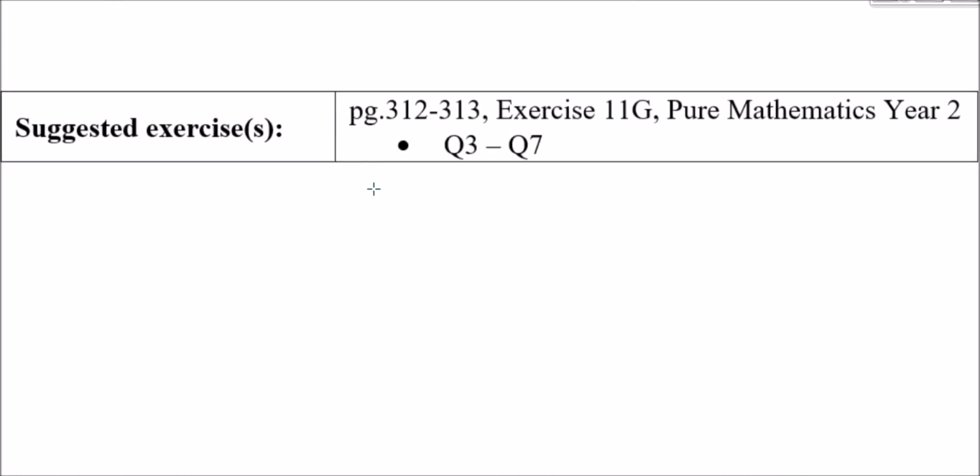So in the book, page 312 to 313, exercise 11G, if you were to try all of the exam type questions, question 3 through to question 7, that should give you a good grounding and some confidence ready to tackle them in the real thing when it comes to the exams.